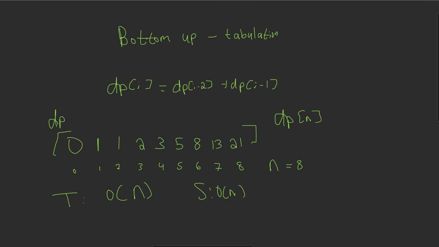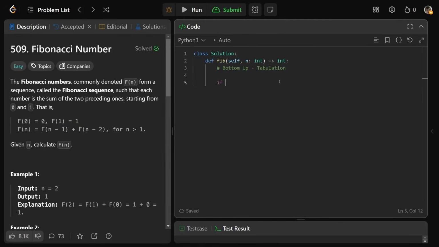So let's code this one up. Now for this, you don't always have to do this, but it can generally be useful just to have your base cases. If n is equal to 0, you can return 0. If n is equal to 1, we can return 1. And that just safeguards your array out of bounds issues.